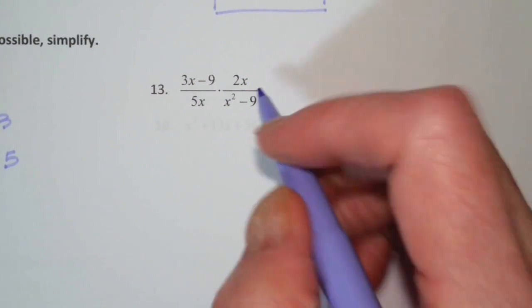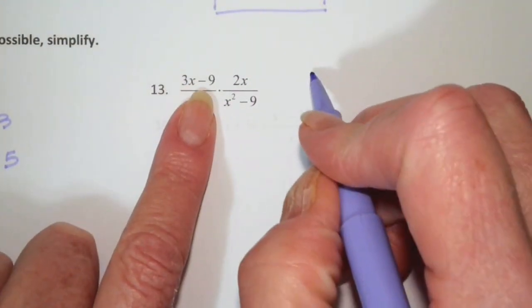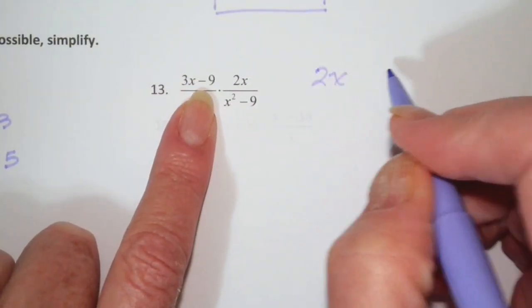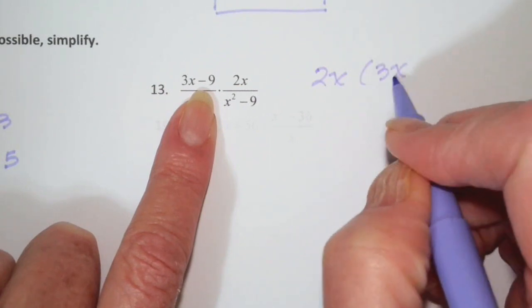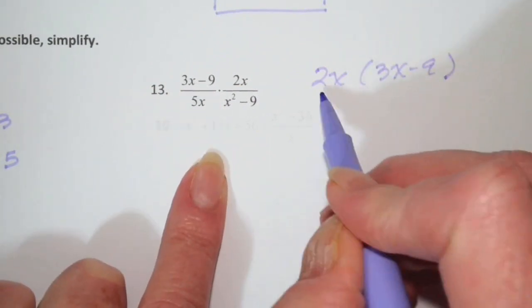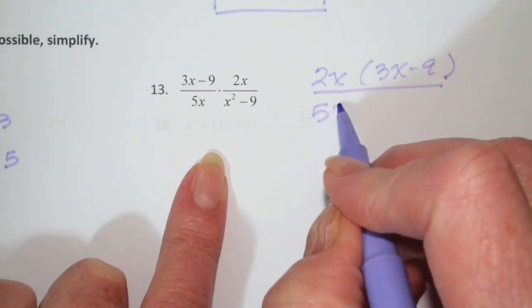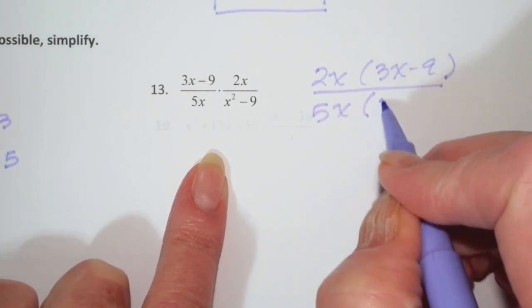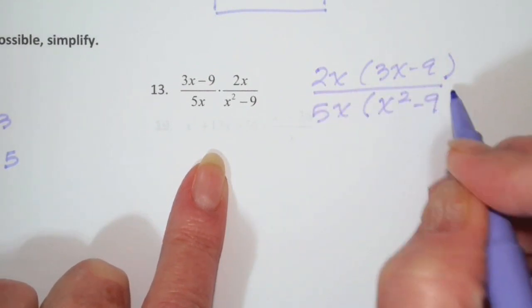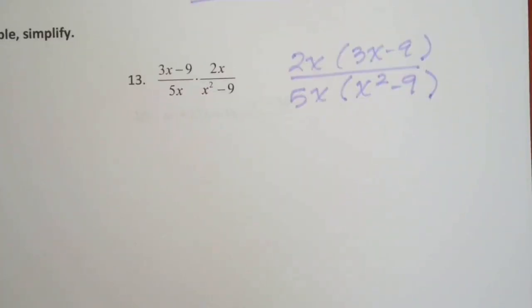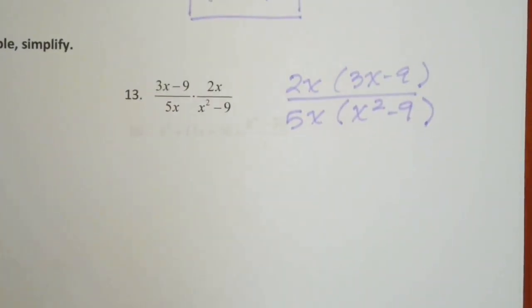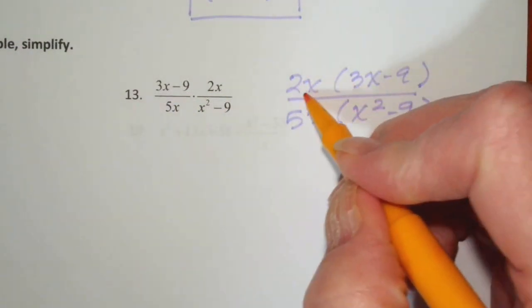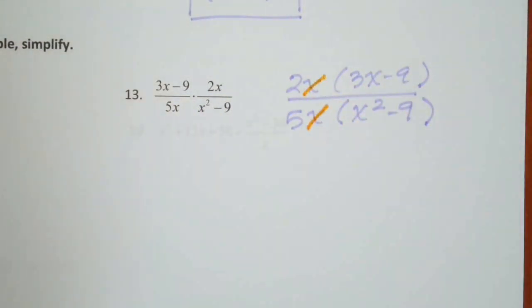Okay, on 13, I'm going to do the same thing. I'm going to just reorganize this. I'm going to write this as 2x times 3x minus 9 divided by 5x times x squared minus 9. Okay, so I've got to do some factoring here. Well, the first thing I can do is I can get rid of the x's. Anything divided by itself reduces.